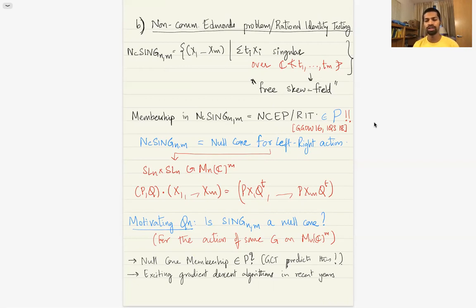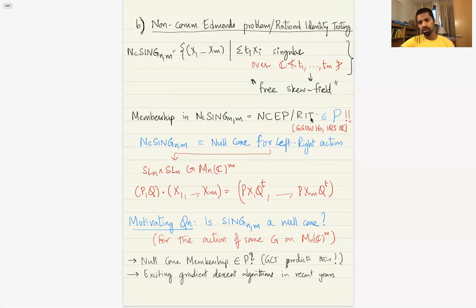And so when I talk about this formal linear combination being singular, I am using the definition of rank as the cardinality of a maximal set of linearly independent columns. Okay, but I don't want to get too much into the free skew field because that's not going to be part of this talk. But maybe mention that membership in this particular subvariety, which I want to say non-commutative singular tuples, is called the non-commutative Edmonds problem, or it's called the non-commutative rational identity testing.